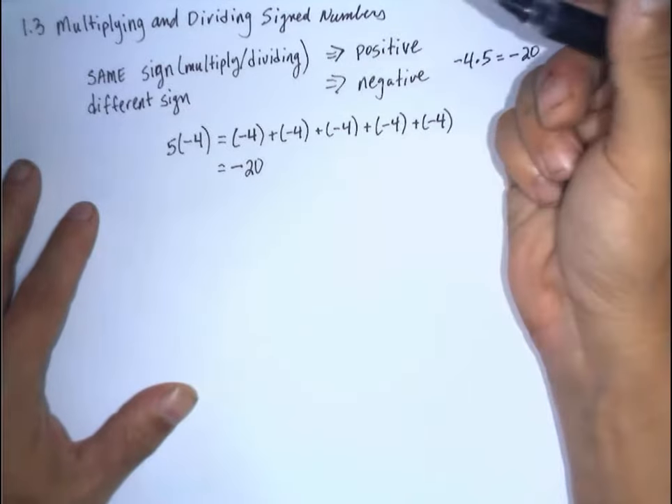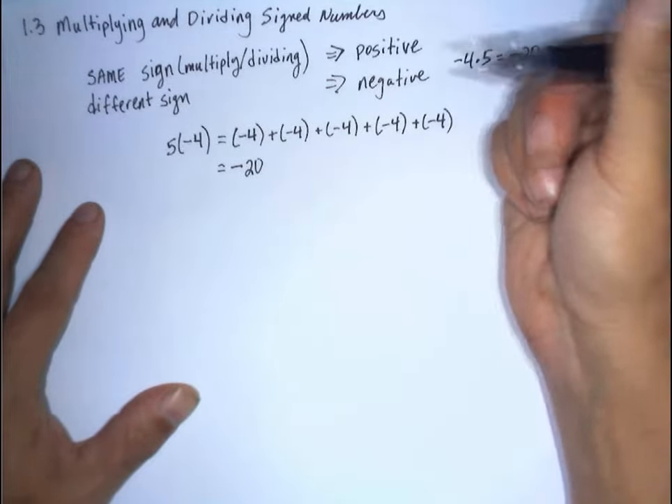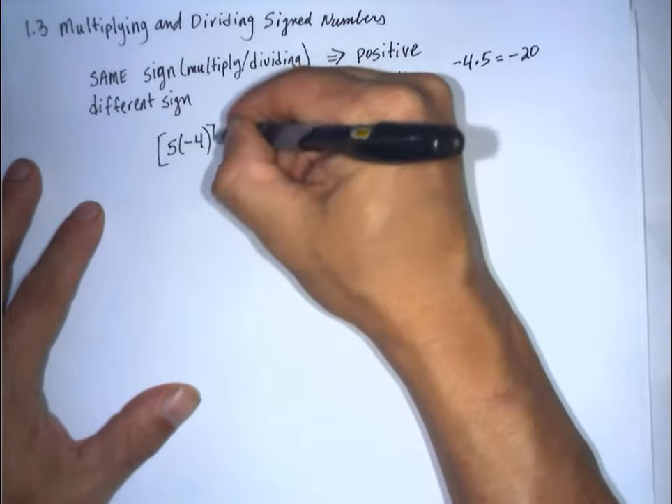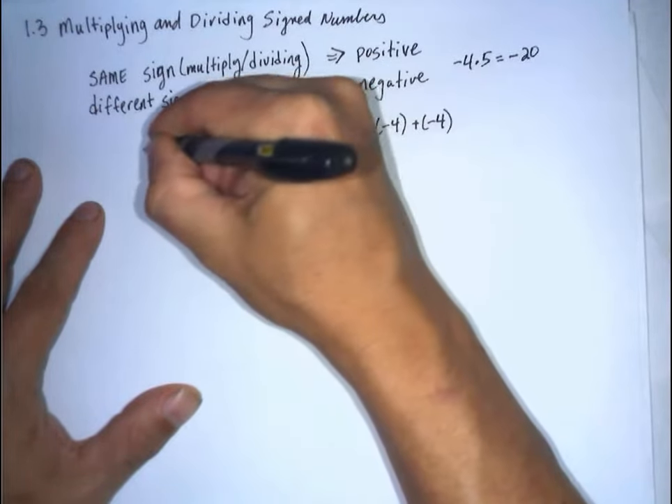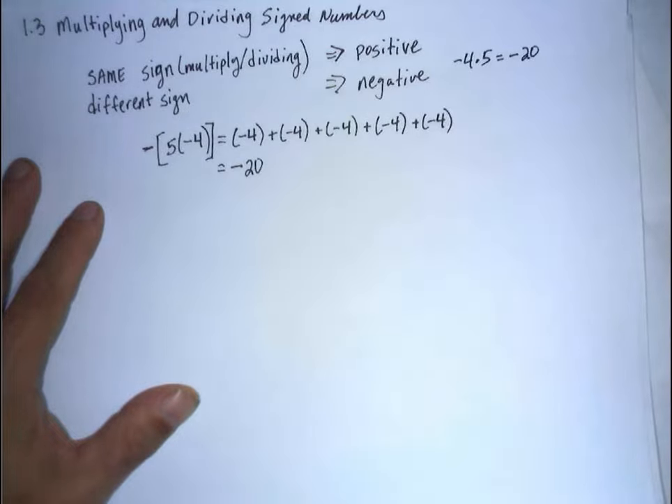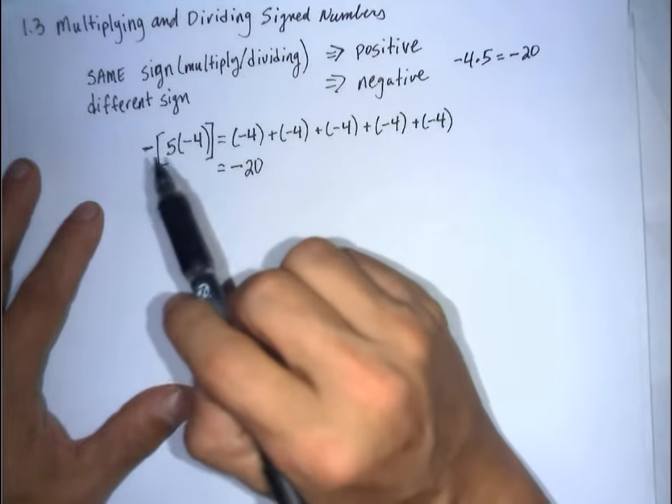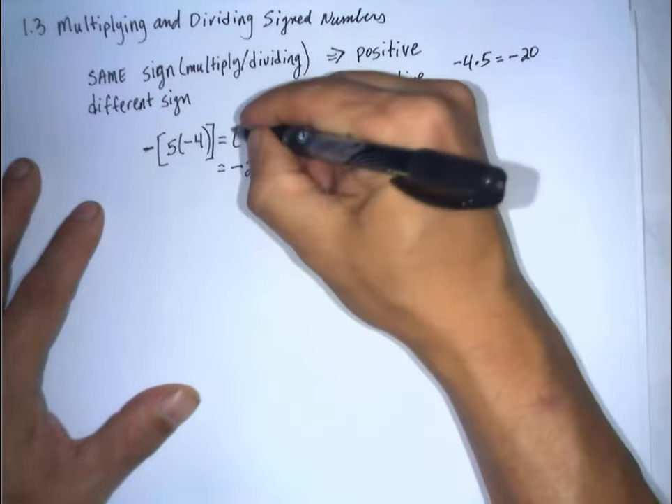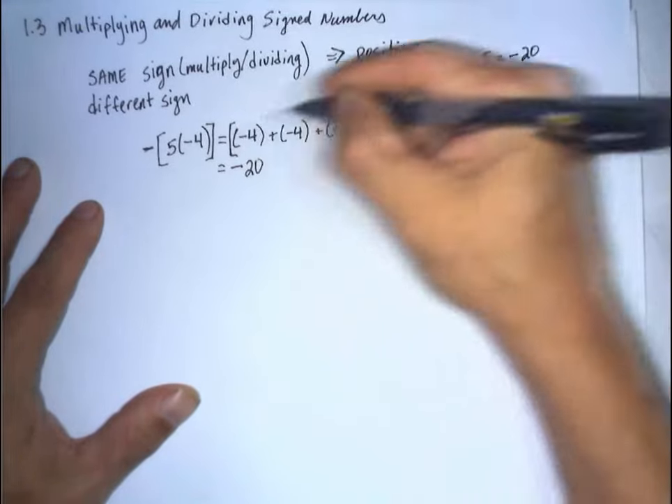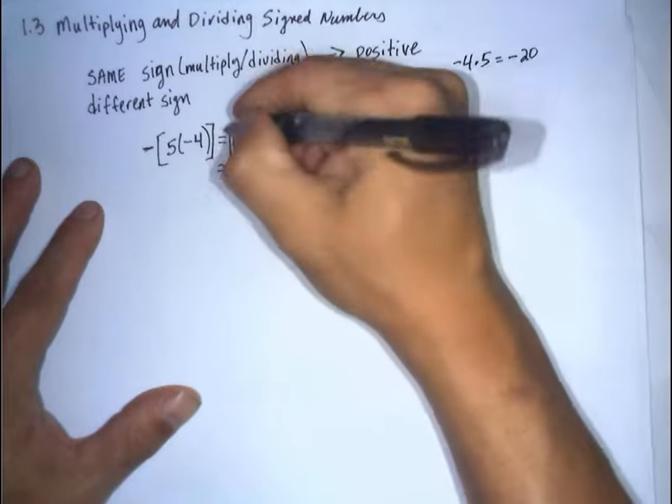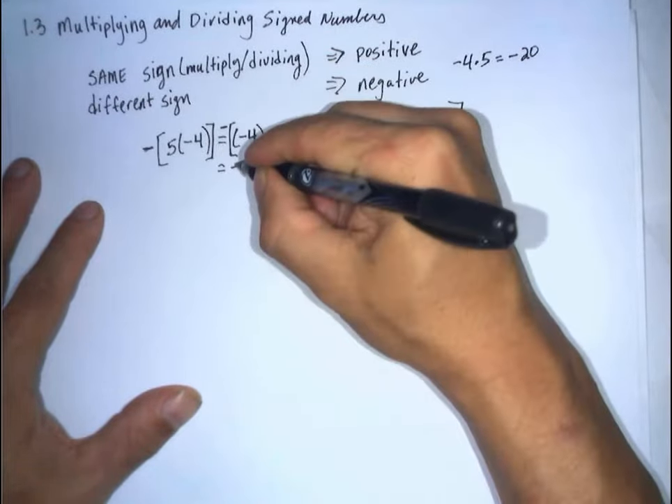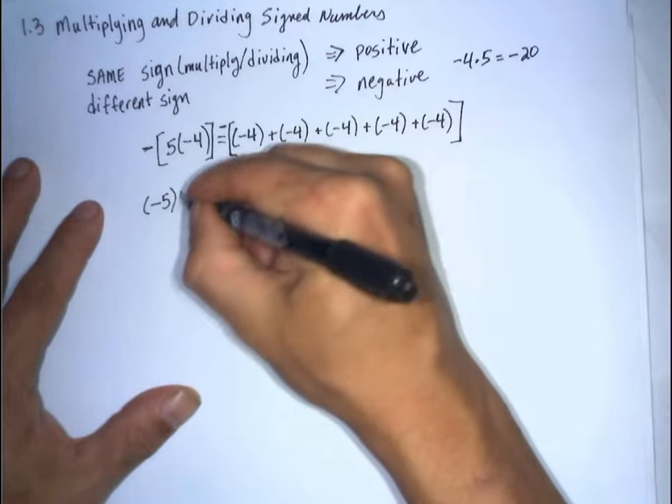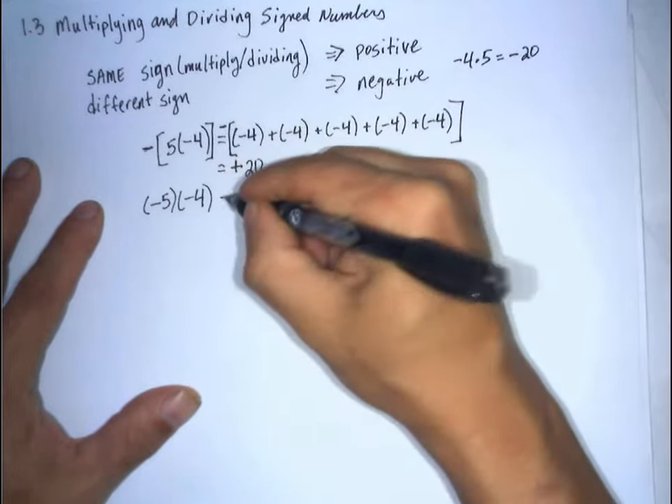Now why is a negative times a negative positive? Well, what if I was going to take the opposite of this? The opposite of that. And remember in the previous lecture, when we take the opposite of something, we change the sign. So we could take the opposite of this, and that would give us positive 20. And that is the same as negative 5 times negative 4, which is positive 20.